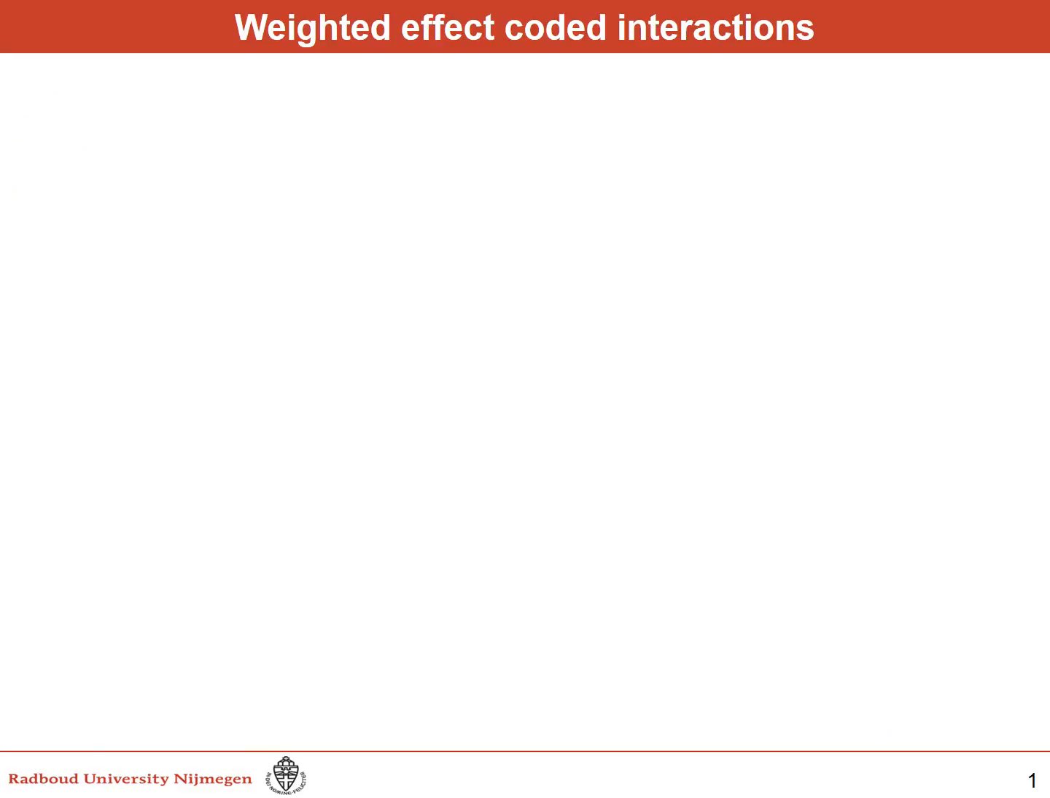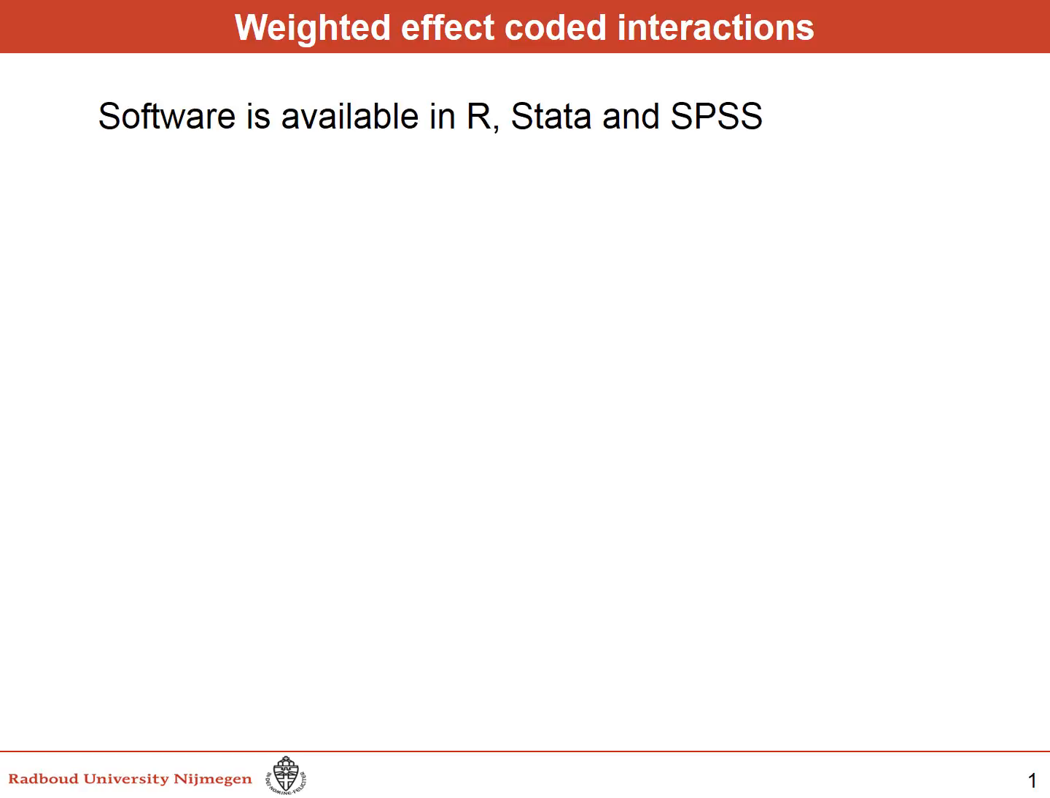When we started this project, there was no software available to estimate our weighted effect coded parameters, let alone our weighted effect coded interactions. So we wrote our own software, and it's available in R as an R package, in Stata as a do file. Both are very user friendly, and we have syntax in SPSS, which is a little bit less user friendly, I have to say. But it shows quite nicely how the weights are calculated within weighted effect coding.